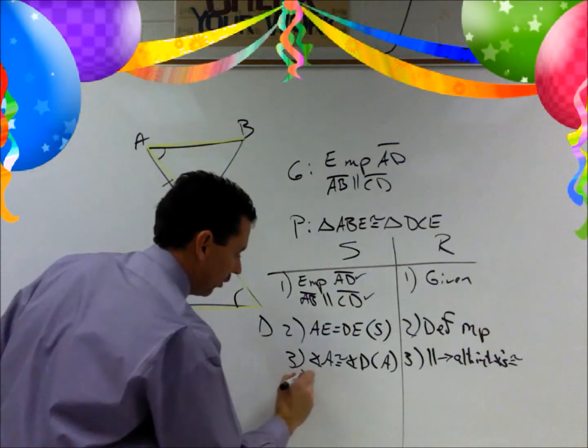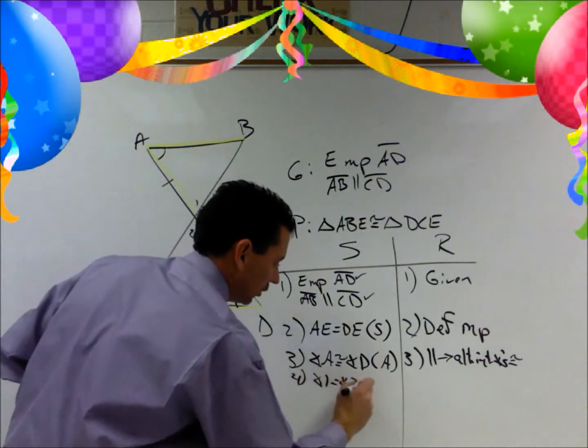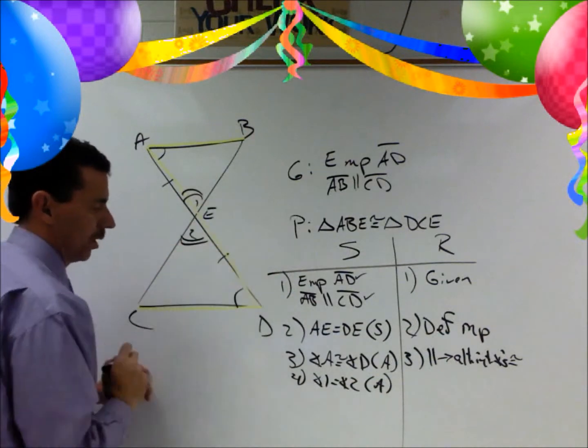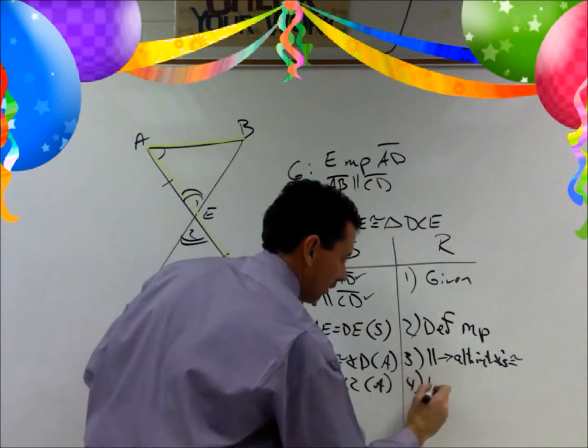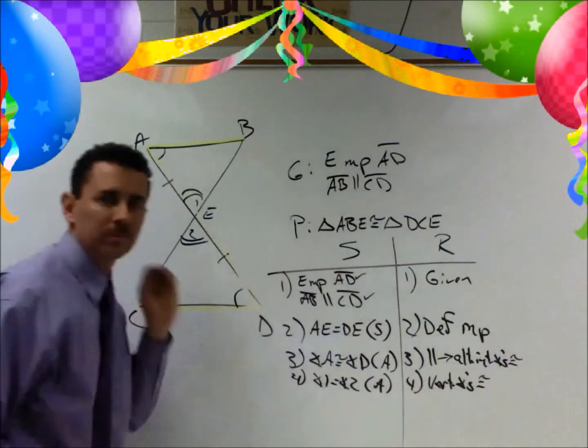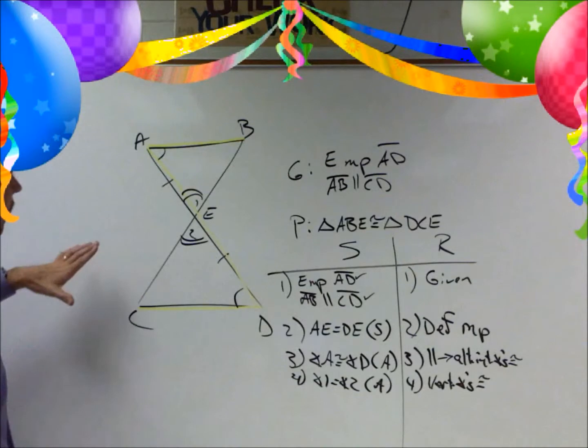So now I can throw in here angle 1 equals angle 2. There's another A. 2 congruent marks, 2 congruent marks. Reason? It's that vertical angle theorem. Vertical angles congruent.